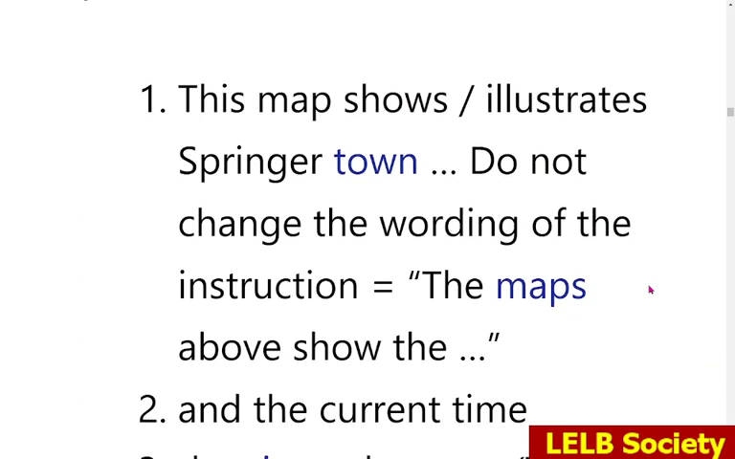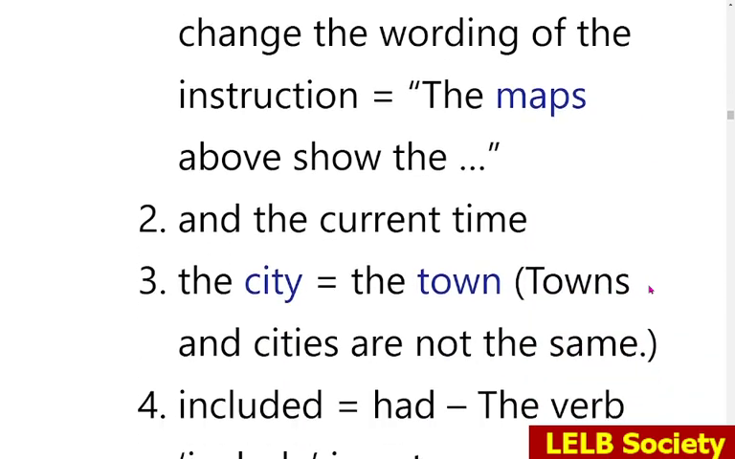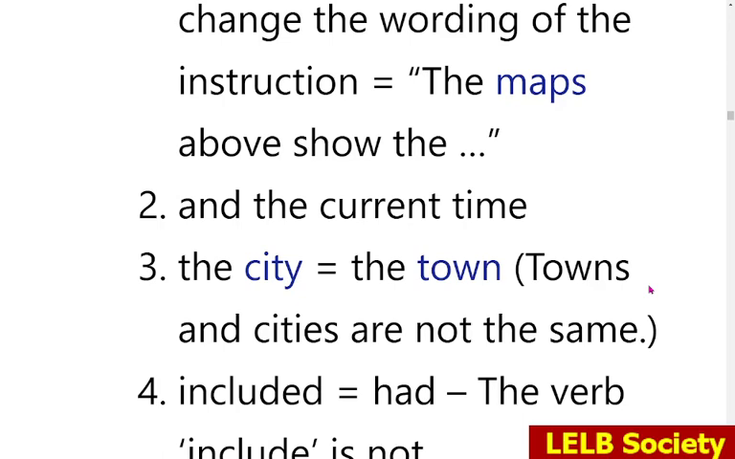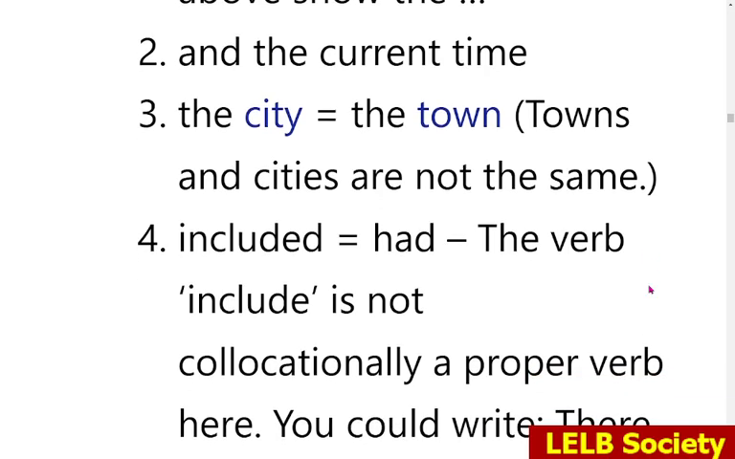For example, the maps above show them. And the second note, the current time instead of our current time. The city, the town. So in the title we have town and not the city, and there is a difference between a town and city. Towns and cities are not the same.